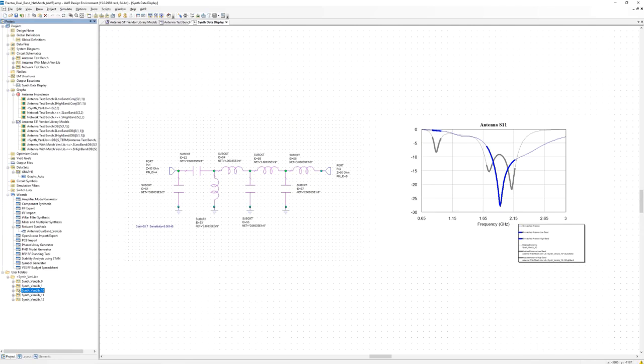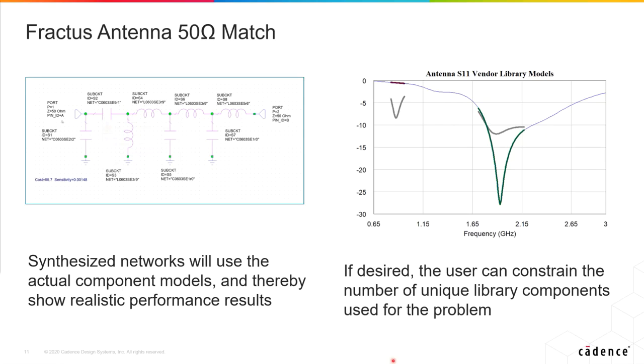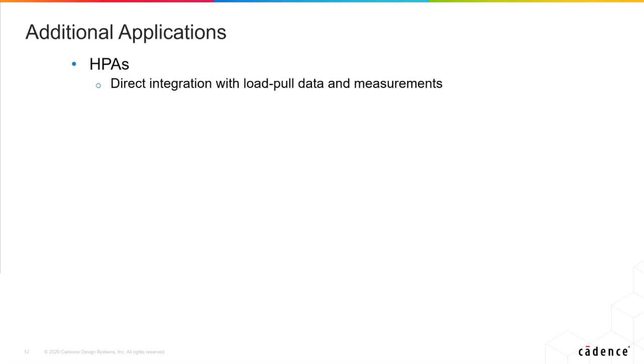So to finish up, we'll go back to the PowerPoint and just mention that, again, we're using the actual component models for our networks. And you can actually constrain the number of unique library components. So it's bill of material simplification, if you'd like to do that. Again, constrain the number of components. So just one last slide.